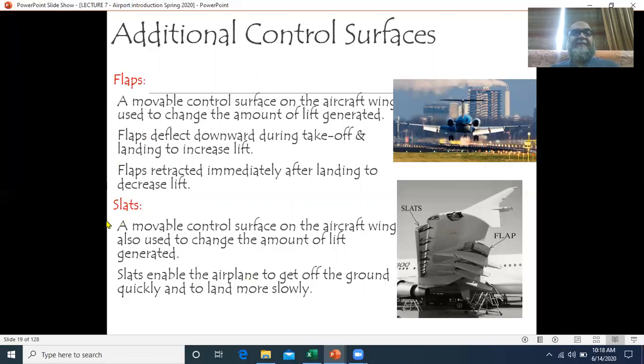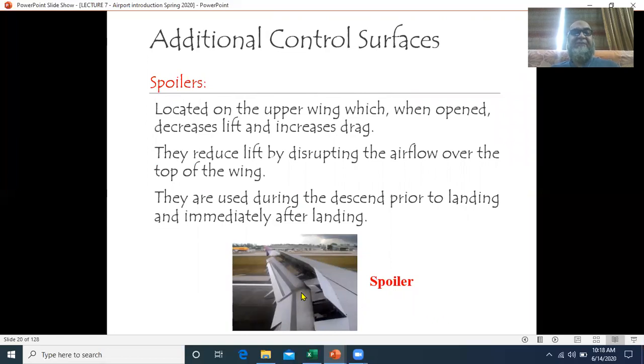Then there are slats, a movable control surface on the aircraft wing used to change the amount of lift generated. Slats enable the aircraft to get off the ground quickly and to land more slowly. Then there are spoilers, located on the upper wing, which when opened, decrease lift and increase drag. They reduce lift by disrupting the airflow over the top of the wing. They are used during the descent prior to landing and immediately after landing. So this is your spoiler.